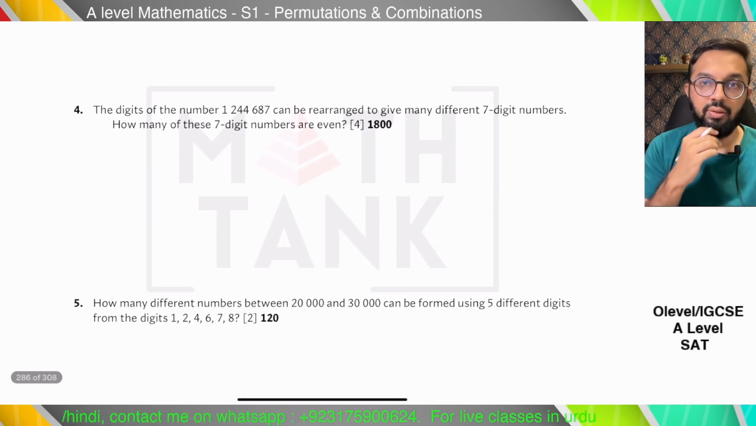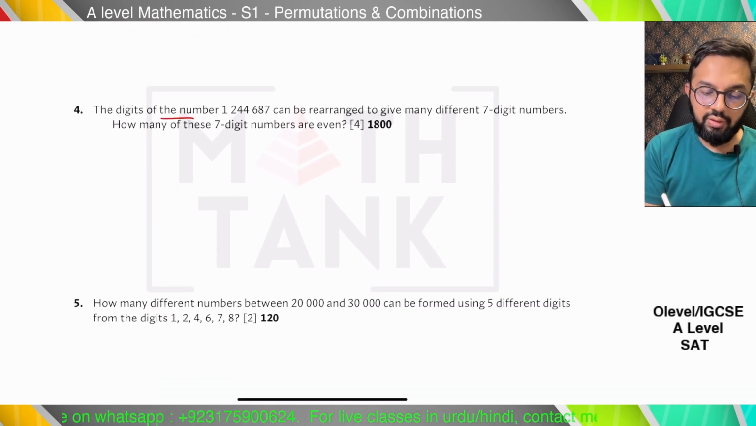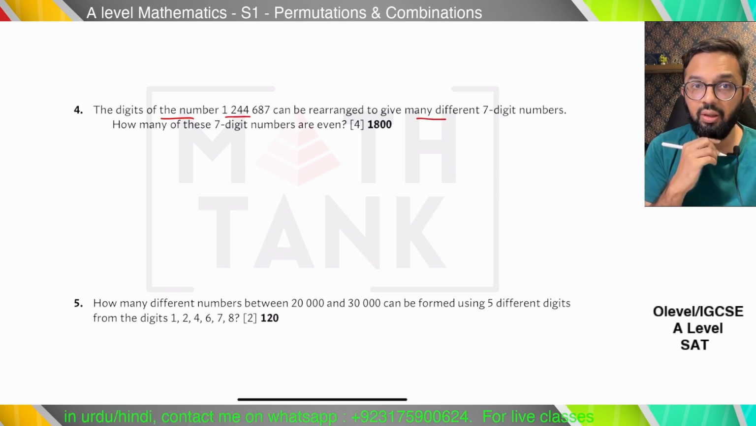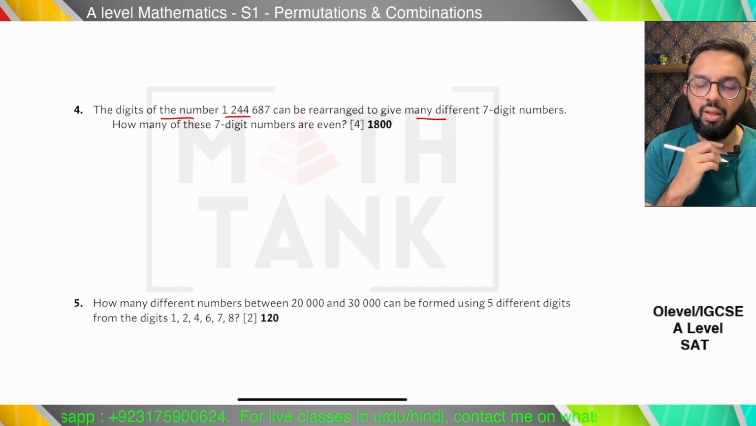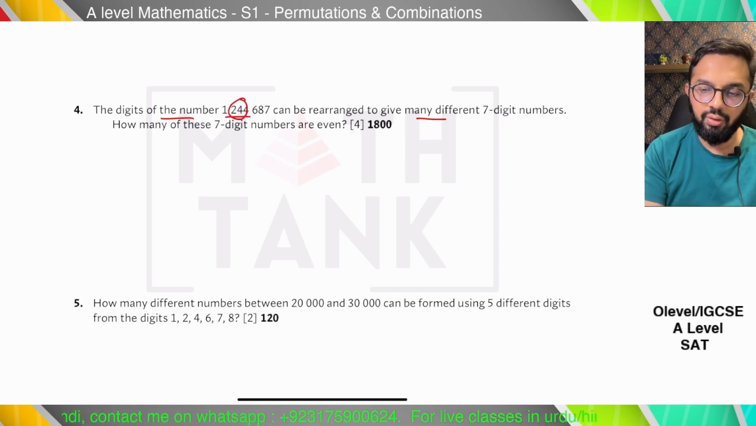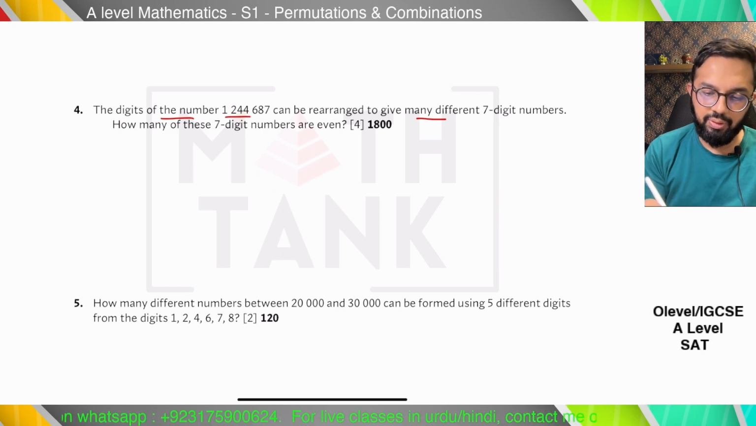Taking you to the next question. It says the digits of the number 1, 2, 4, 4, 6, 8, 7 can be arranged to give many different 7-digit numbers. How many of these 7-digit numbers are even? Okay, now remember that with even, what you have to be careful about is this double counting of 4. Okay, you will end up with trouble if you don't notice that. So let's put out first 7 digits.